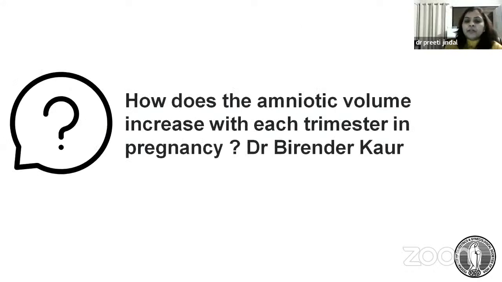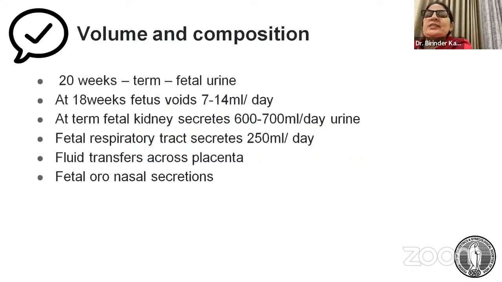My next question is to Dr. Virender. Dr. Virender, how does the amniotic volume increase with each trimester in pregnancy? As told by Dilpreet, initially it is from the transudation from maternal plasma, and from 10 weeks to 20 weeks, it increases from 25 ml to 400 ml.